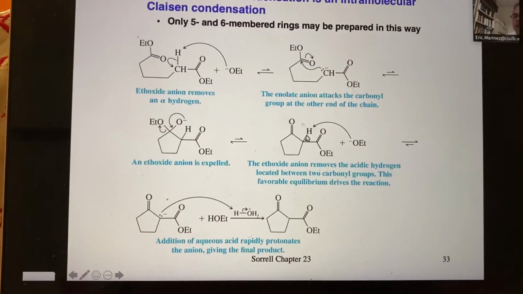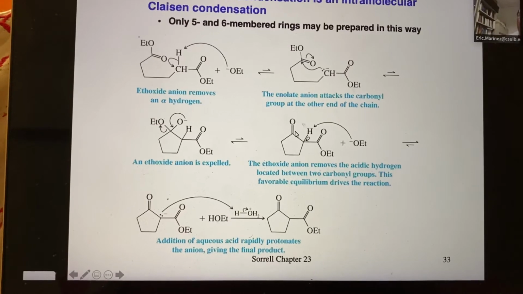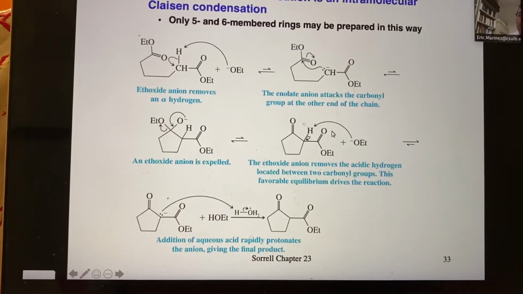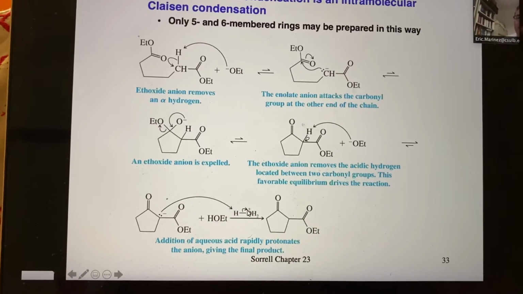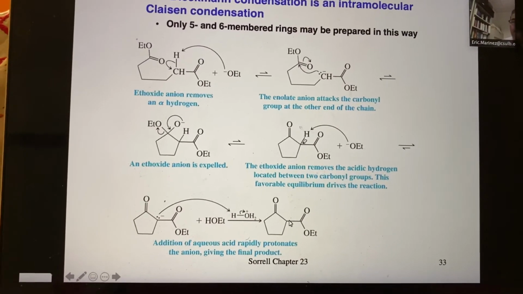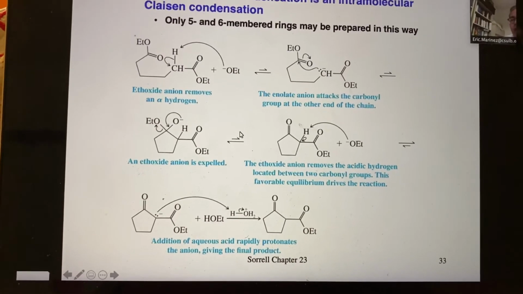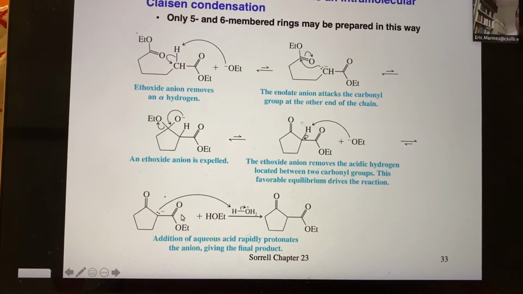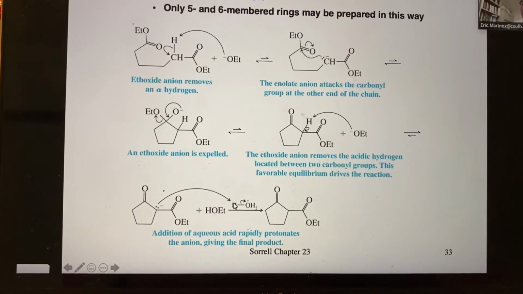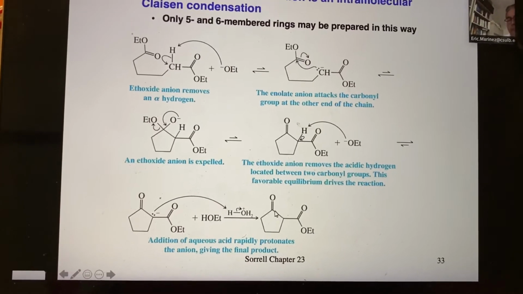Now recognize I still have that driving force. I still have an alpha proton between the carbonyls of the beta keto ester that I must abstract. The final step is acidification to generate this product. So again, it's a two-step process. The first step is treating this with sodium methoxide. That stops here. The second step is to add acid to neutralize it to get the final product.